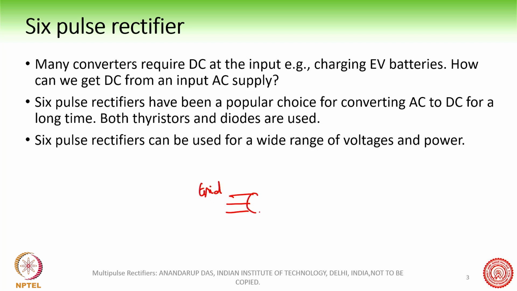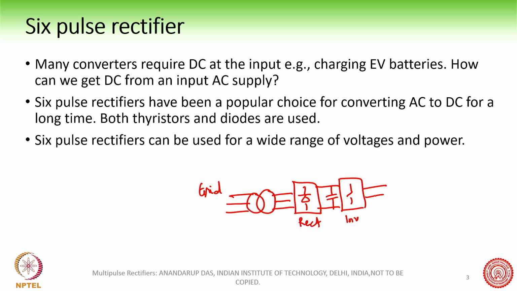Then you generally have a transformer, and then we have a rectifier here. After the rectifier it forms the DC link, and after this we generally have the inverter. So this is the inverter, this is the rectifier, and then we can have a motor drive here, for example an induction motor drive.